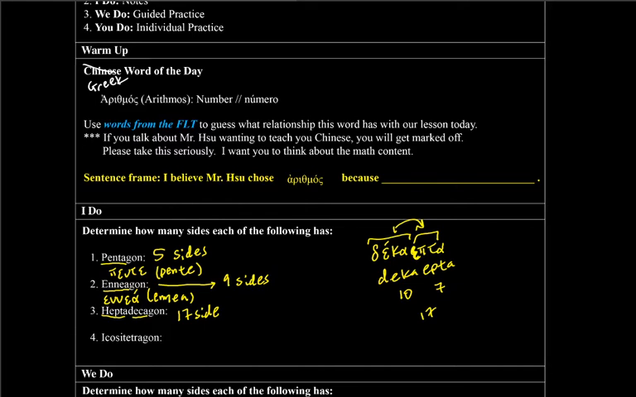Alright, so now let's look at this. There are 2 parts, ikosi, tetra. You did not learn the word tetra, but we did learn ikosi. Ikosi means 20. So let's look at what this means. Tetra significa cuatro. Tetra means 4.